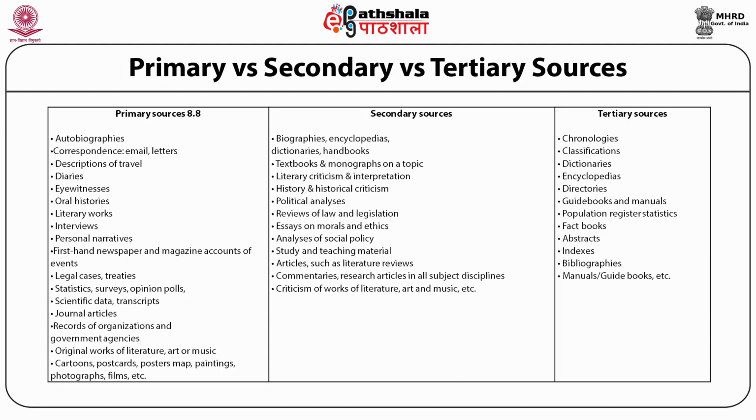And besides the third category, that is tertiary sources, these usually are chronologies, classifications, dictionaries, encyclopedias, directories, guidebooks and manuals, population register statistics, fact books, abstracts, indexes, bibliographies, manuals or guidebooks, etc.